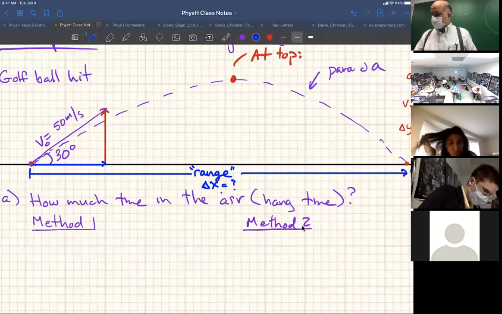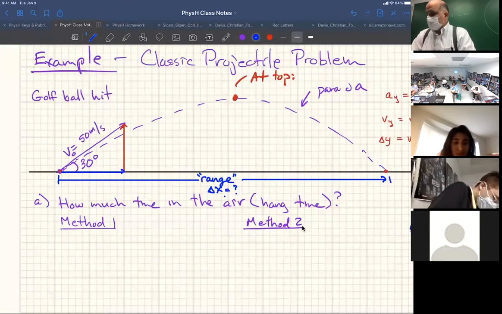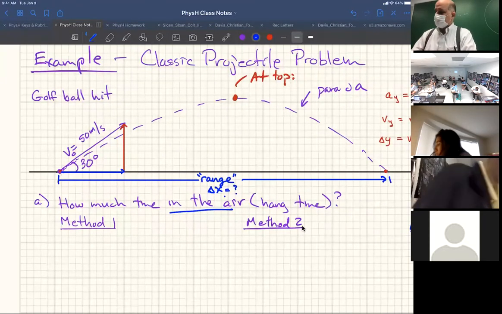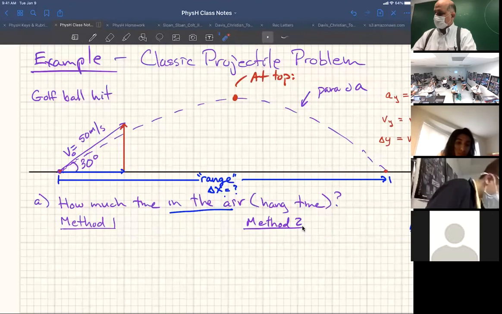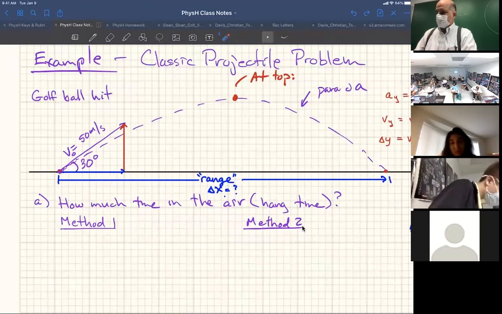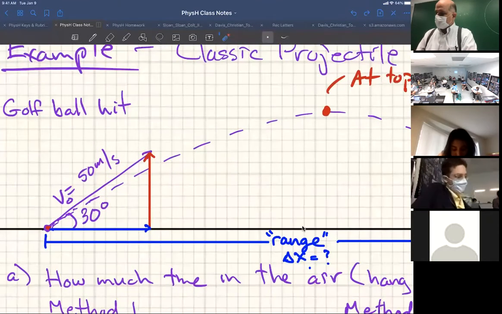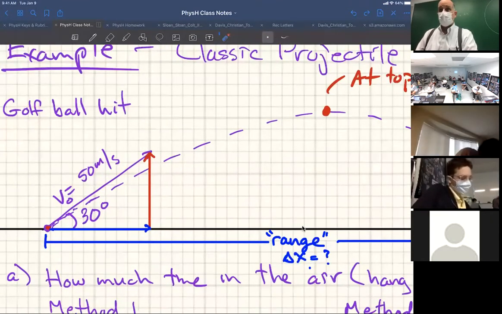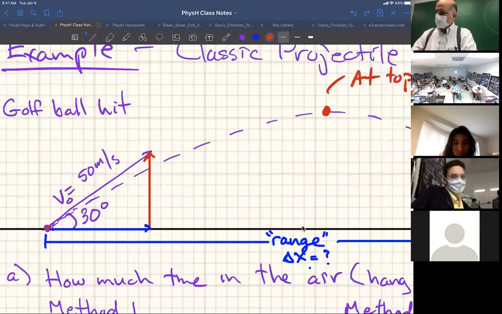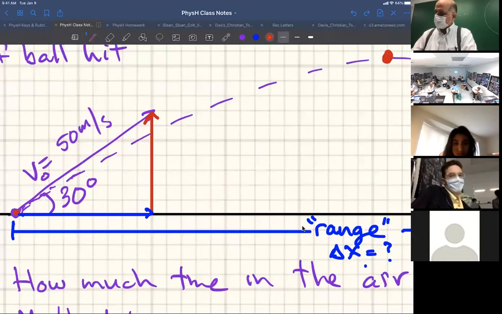And so we're going to find out the hang time of the golf ball. In order to do that, we had to break up this initial velocity into a vertical component and a horizontal component. So the vertical component, I'm going to go ahead and give the general equation.